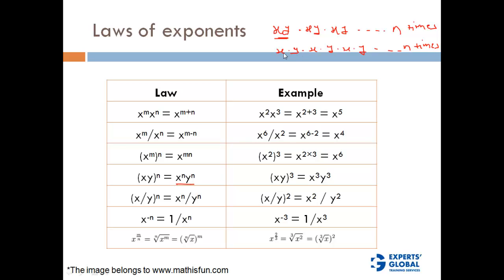So you will see that there are n x's and there are n y's. So we get x into x into x n times into y into y into y n times, right? So what is this expression? This is x raised to n. What is this expression? This is y raised to n. So ultimately what we get is xy raised to n is equal to x raised to n y raised to n. Let's see an example. xy raised to 3 is going to be x raised to 3 into y raised to 3.